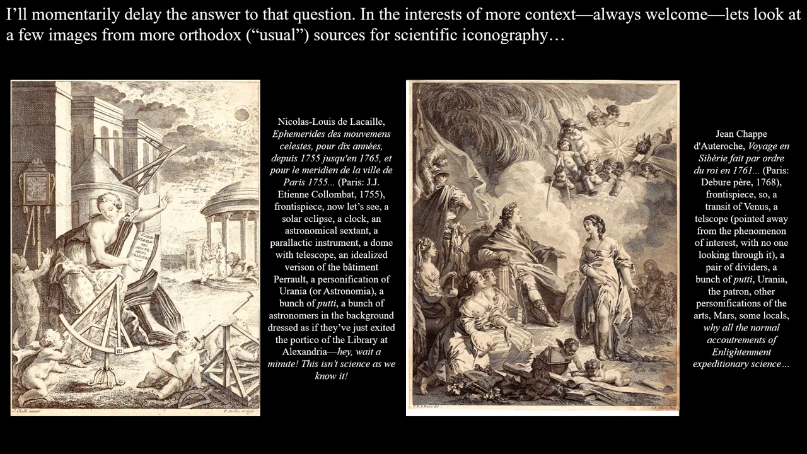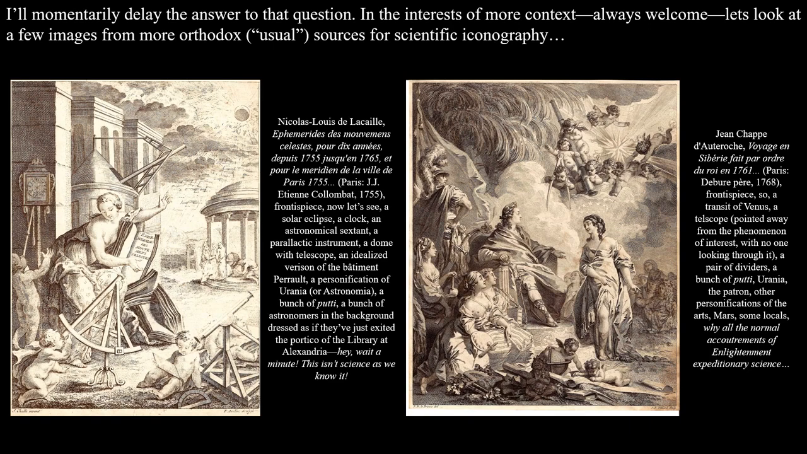a group of astronomers in the background who are dressed as if they've just exited the portico of the Great Library of Alexandria. And you should be saying at this moment, wait a minute, this isn't science as we know it. Yet de la Caille is one of our acknowledged predecessors as an astronomer, an acknowledged predecessor in modern science. Interesting. On the right, we have Jean-Chappe d'Auteroche, his account of his voyage to Siberia to see the transit of Venus in 1761. This was published in 1768.